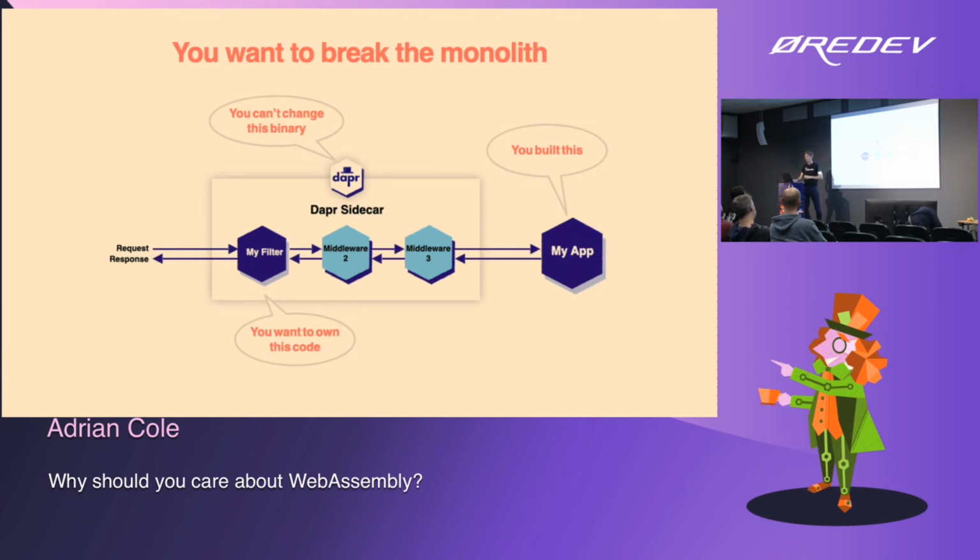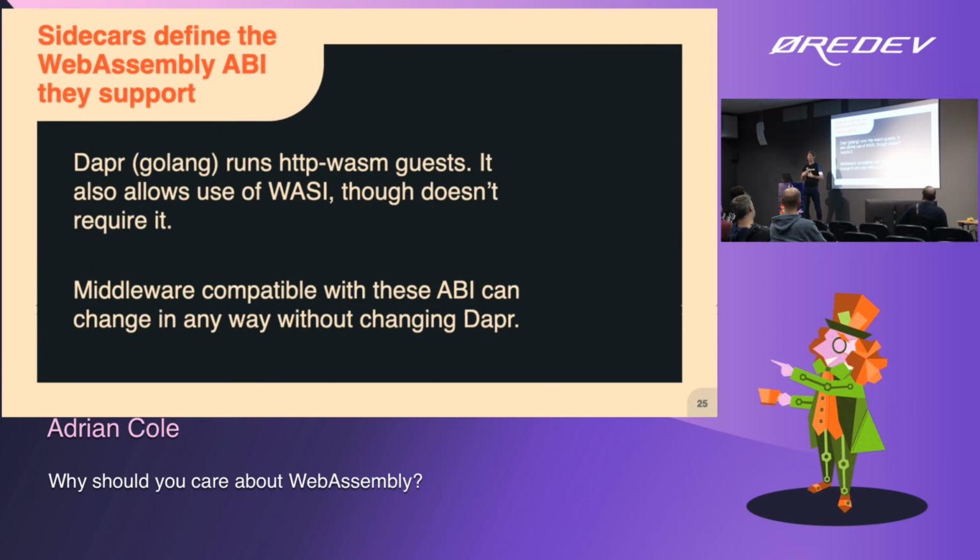The way that sidecars deal with this is that they define the ABI, or basically the type of functions that they will support. Dapr, in the emerging version 1.10, is running a new spec that I work on called HTTP WASM. It will also allow people to use WASI for limited purposes, though it doesn't require it. What that means is that any of your middleware that's compiled down with these things in mind does not have to change at exactly the same rate as a sidecar, which is nice, meaning that you have the decoupling between versions of your infrastructure, and your code would work.